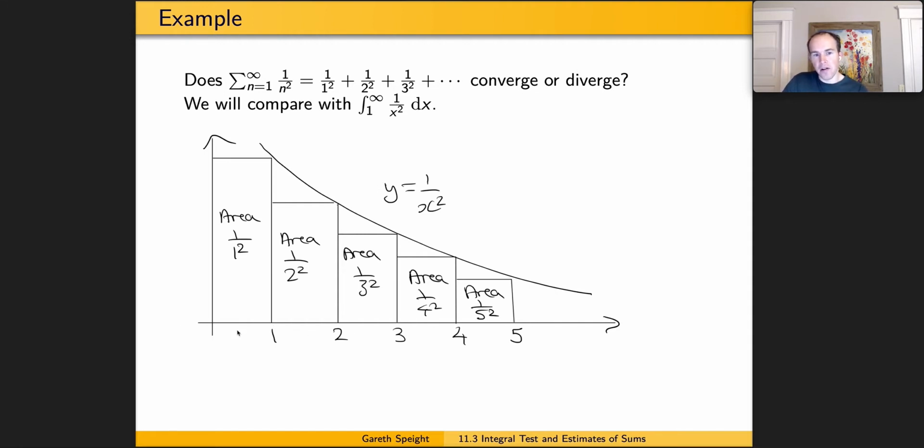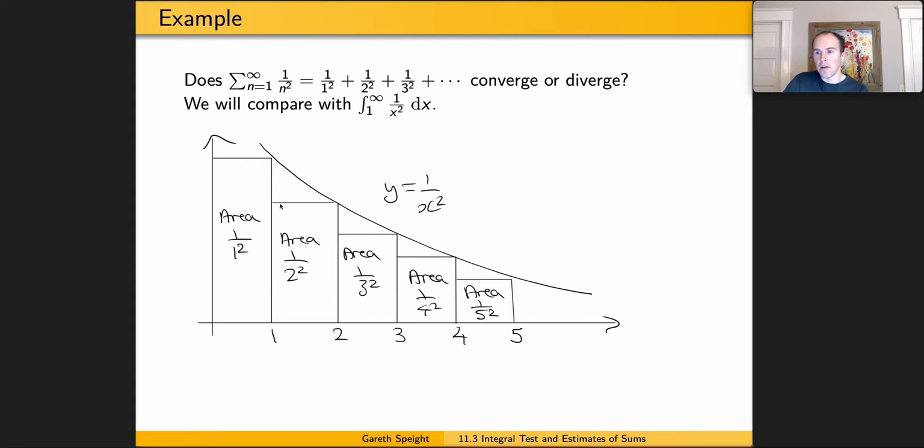By a right rectangle, I mean that the height of the rectangle is the value of the function at the right endpoint. Here, for instance, for the first rectangle, the height is the value of the function at 1, which is 1 over 1 squared, and the width of the rectangle is 1. So this is area 1 over 1 squared. From 1 to 2, the height of the rectangle is the value of the function at 2, so that's 1 over 2 squared. The width is 1, so we get an area of 1 over 2 squared. And so on and so on. So we have areas of rectangles which are 1 over 1 squared, 1 over 2 squared, 1 over 3 squared, and so on. And so the sum of the areas of these rectangles is exactly the sum that we're interested in. That's what we're trying to understand.